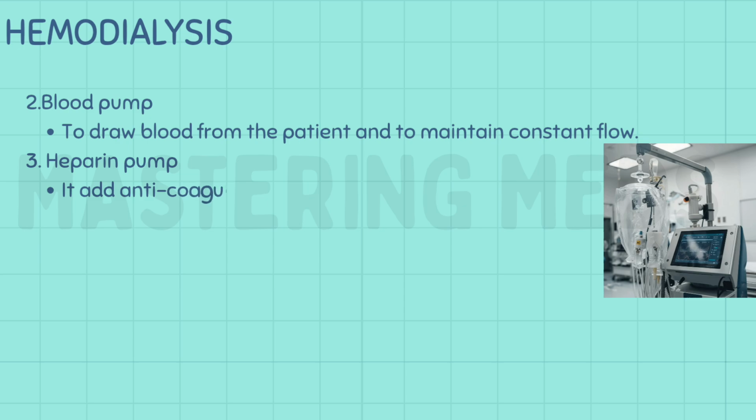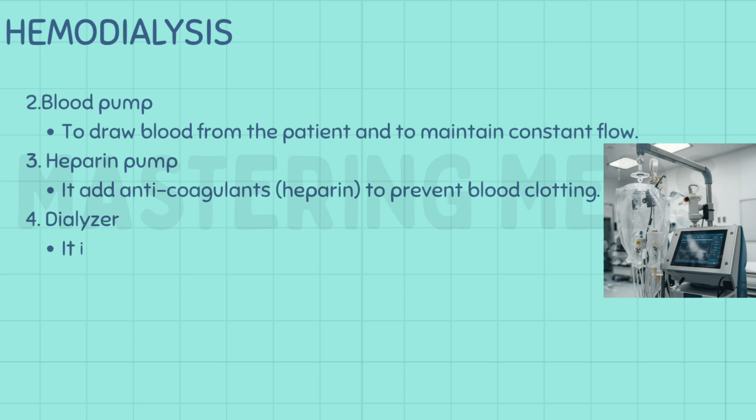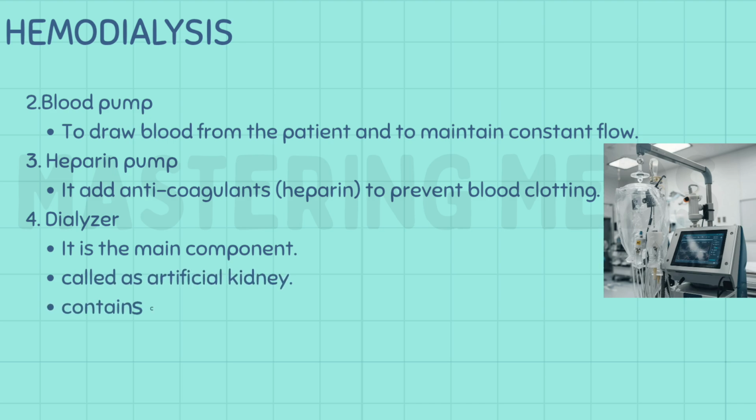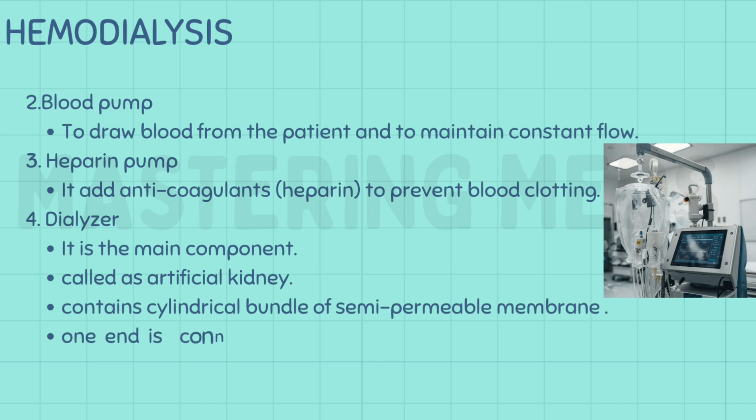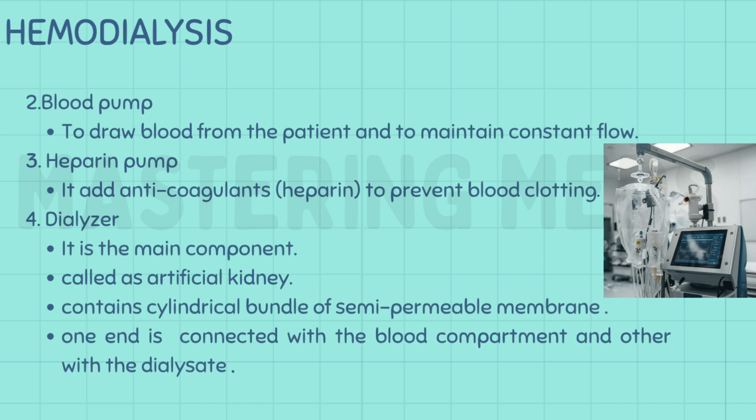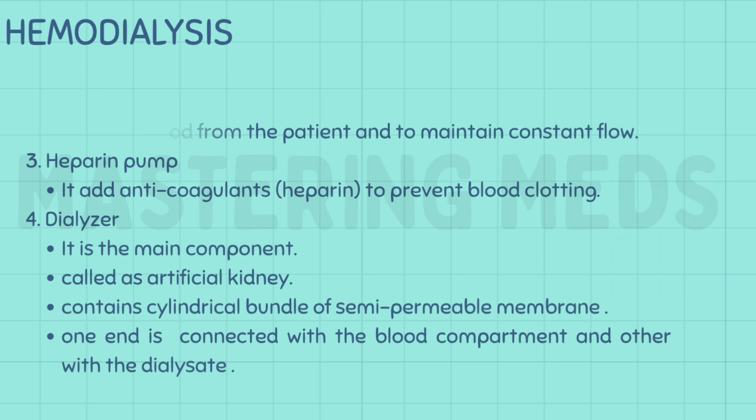The second component is the blood pump, to draw blood from the patient and to maintain constant flow. Third, the heparin pump, which adds the anticoagulant heparin to prevent blood clotting. Fourth, the dialyzer, the main component, called the artificial kidney, contains a cylindrical bundle of semi-permeable membrane. One end is connected with the blood compartment and the other with the dialysate.